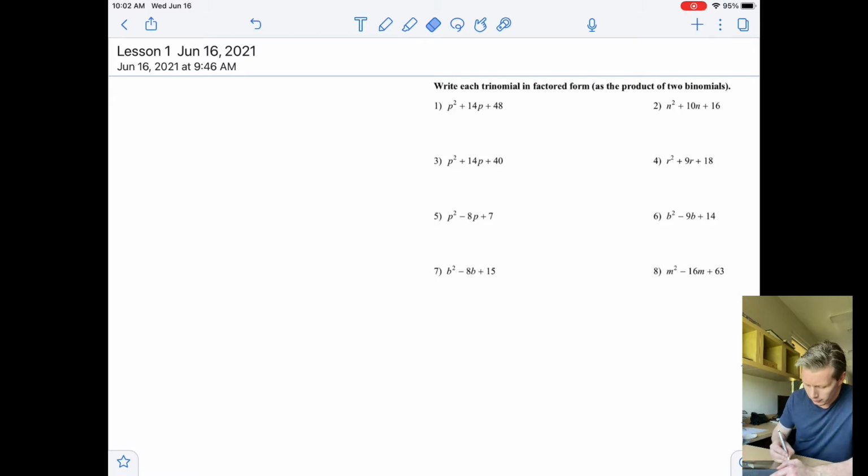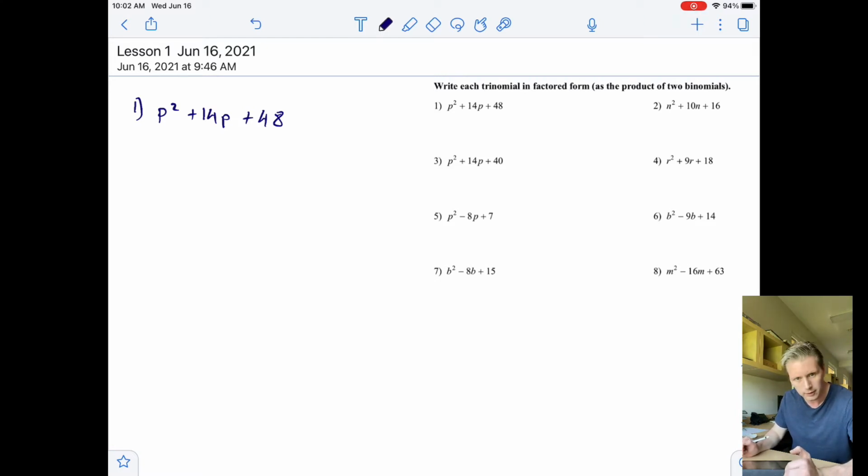All right, so starting off with number 1, I see that my quadratic trinomial is p squared plus 14p plus 48. So it's quadratic in p, meaning that the highest power that is on the p is 2, right? So we say that this is degree 2. It's a degree 2 polynomial.